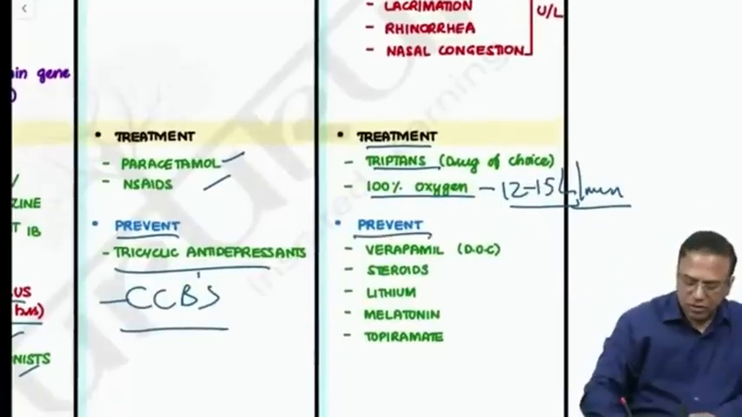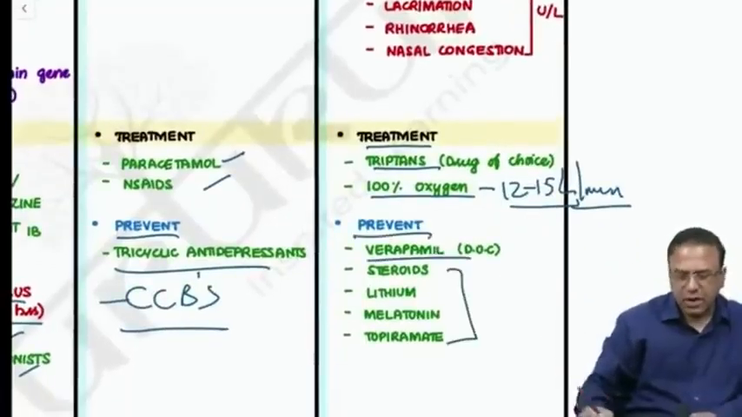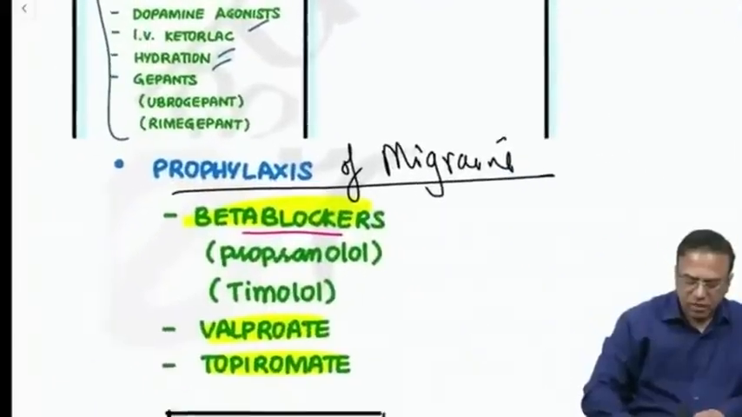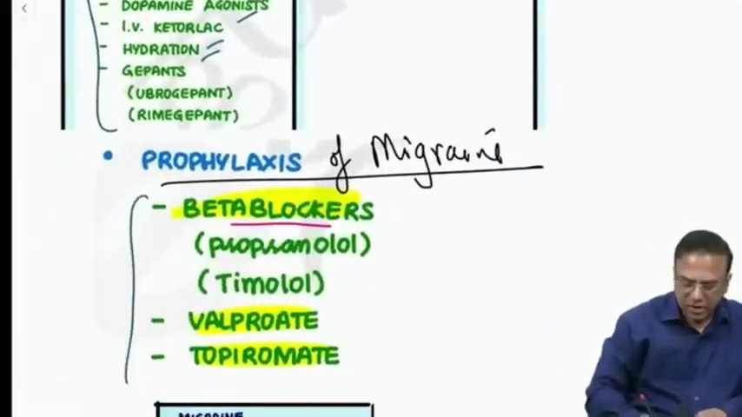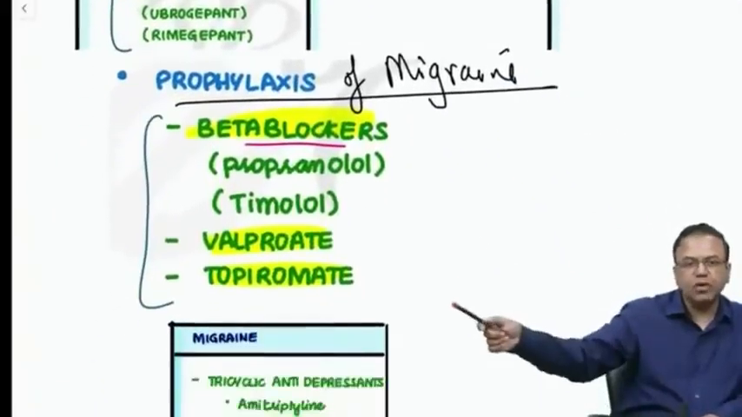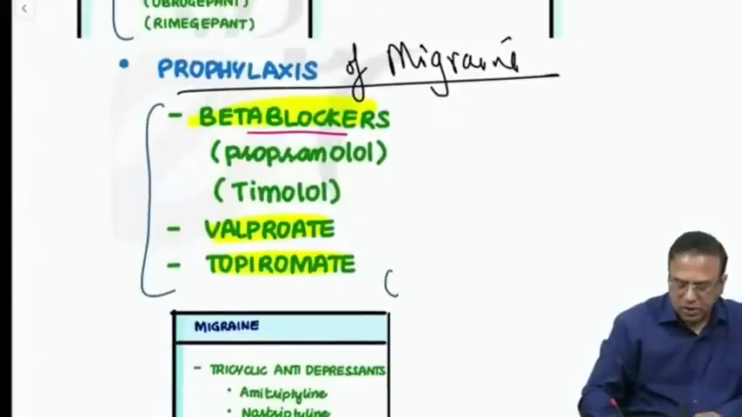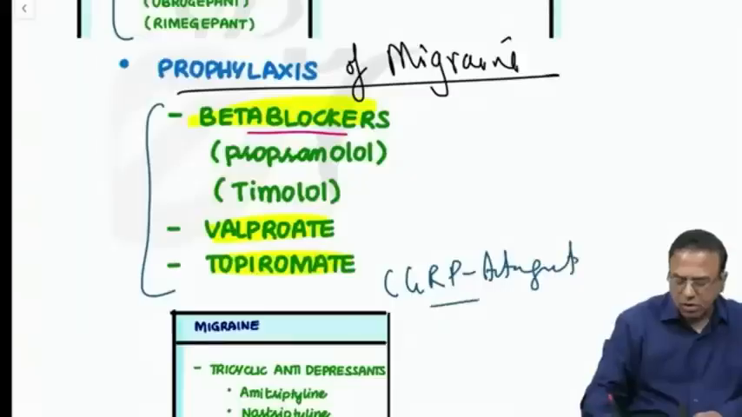Prevention drug of choice is verapamil. Rest all are second line options. Okay, main drug you should remember is verapamil. In the prevention of patients with migraine, the first line drugs are these: beta blocker, valproate, topiramate, botulinum toxin. Okay, you have botulinum toxin, you have CGRP antagonists. CGRP antagonists and botulinum toxin are all the main drugs.